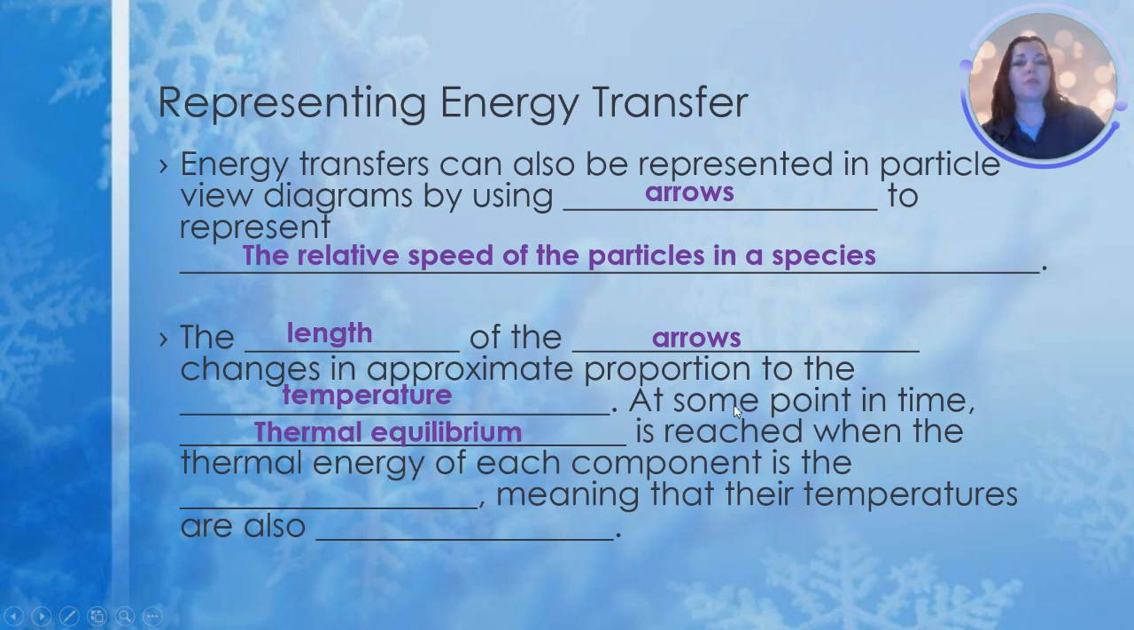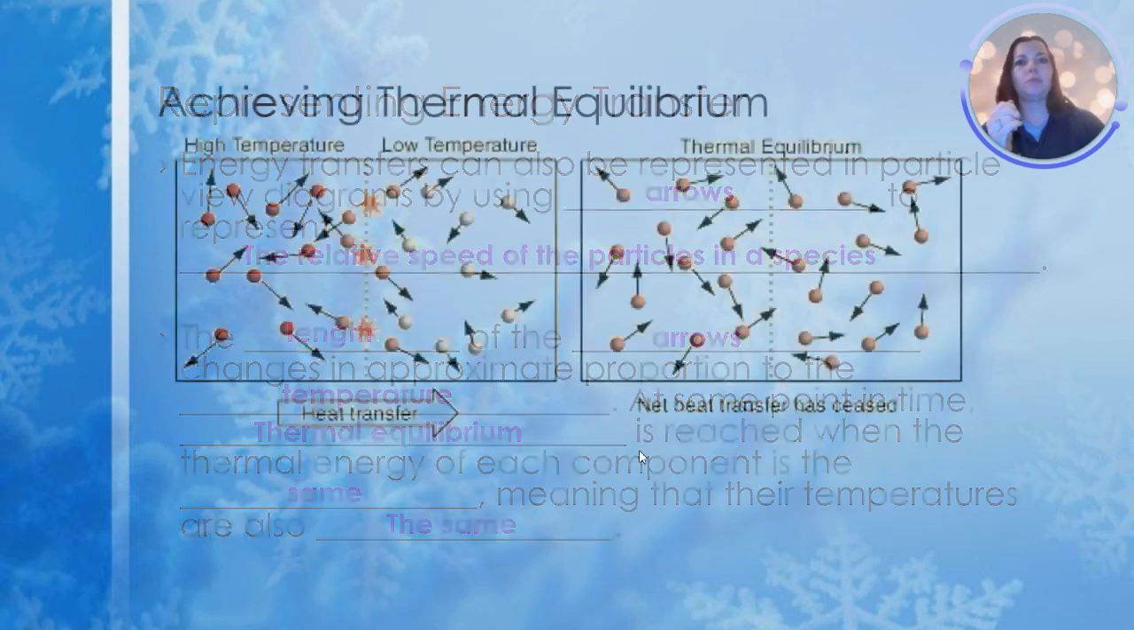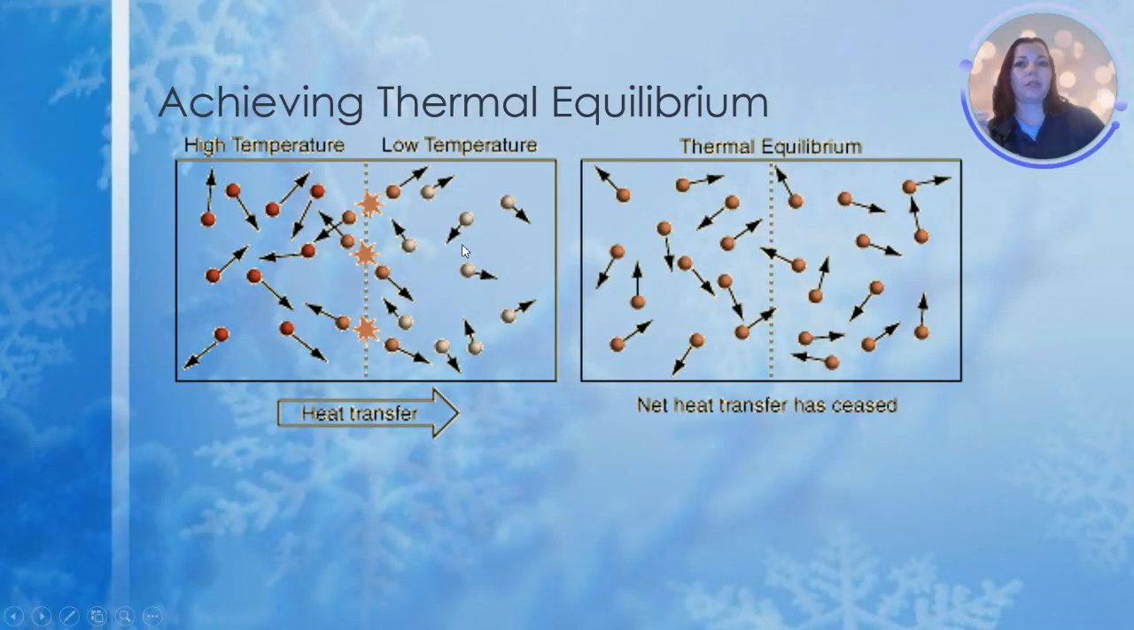At some point in time, thermal equilibrium is reached when the thermal energy of each component is the same on average, meaning that their temperatures are also the same. Will every arrow be exactly the same length? No, because every particle is not moving at exactly the same speed. Remember back to the Maxwell-Boltzmann distribution graphs, but they should overall average to be the same when you've reached thermal equilibrium. So here's what a drawing like this might look like.